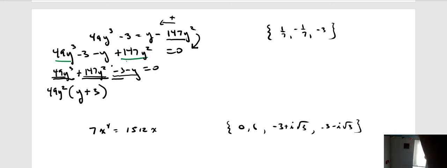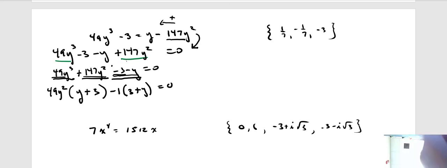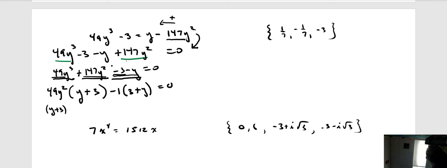Okay, here now, if we factor out -1, we'd be left with a 3 plus y. See again how this is -3 and -y. Okay, now you'll notice that y plus 3 is common to both terms. So y plus 3, and now we're left with 49y squared minus 1 equals 0.